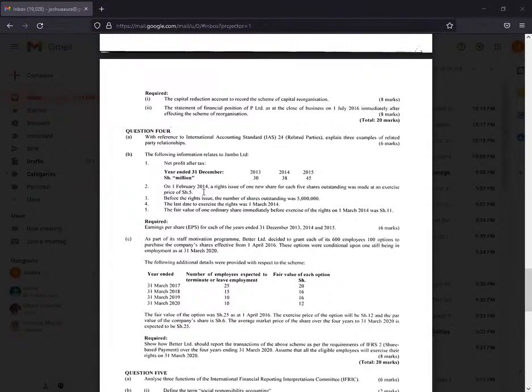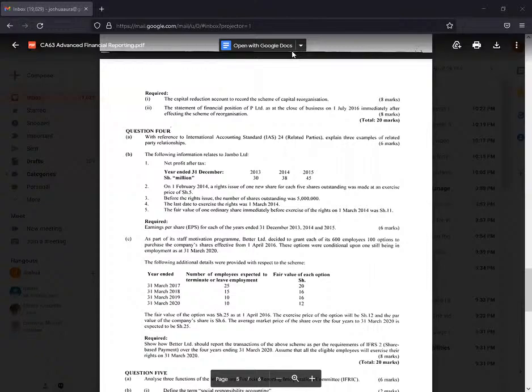We go to note number 3. Before the rights issue, the number of shares outstanding was 5 million. So all along, before the rights issue, we have been having 5 million shares. And then note number 4, the last date to exercise the rights issue was 1st March 24. I told you to delete that statement. Note number 5, the fair value of 1 ordinary share immediately before. Ladies and gentlemen, before the rights issue, which took place in 2014, we've been having 5 million shares.